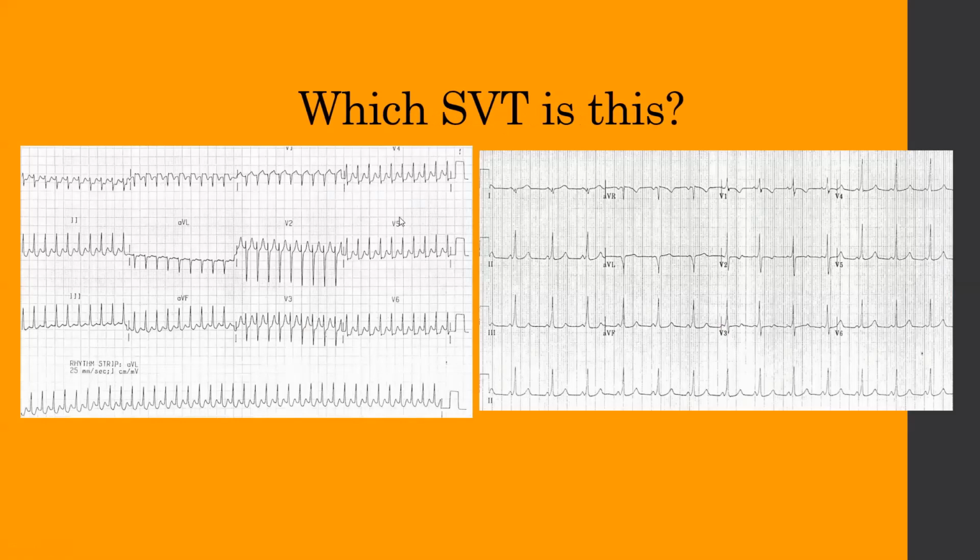So say these two ECGs are on the same baby. The first one is before we treat it and the second one is after we treat it. Can you tell me what type of SVT we've got there? On the left side, we've got a narrow QRS. You can't clearly see any P waves within it.